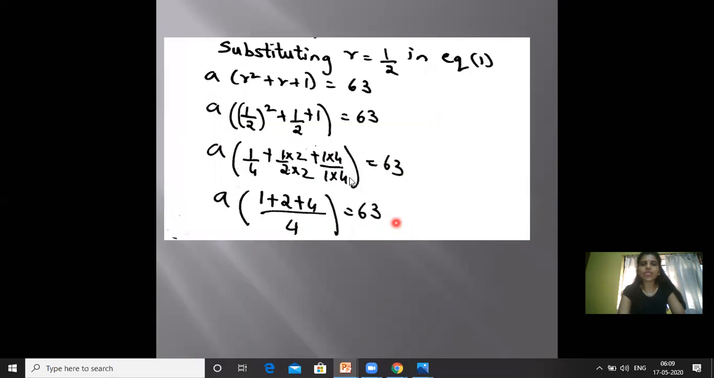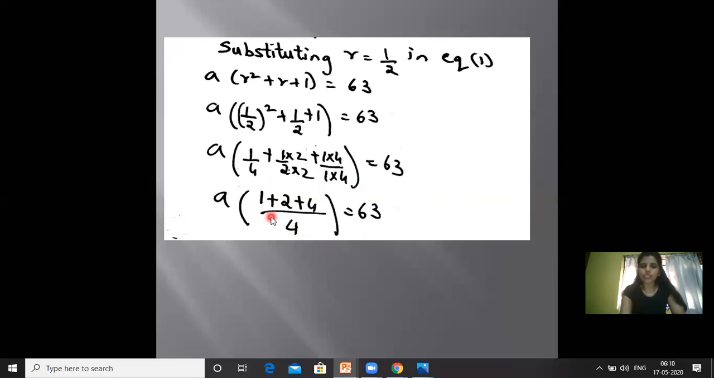Okay, now once we go to the next part, r is equal to half, if we are substituting, because we have got two values for r in equation 1. In the same equation we are substituting. So r square, half square, will be 1 upon 4. r is half, and 1. So we are equating the denominators. You can see over here we have multiplied 2 in the numerator and the denominator, and here we have multiplied 4 with numerator and denominator. So we got 1 plus 2 plus 4 in the numerator upon 4, is equal to 63.